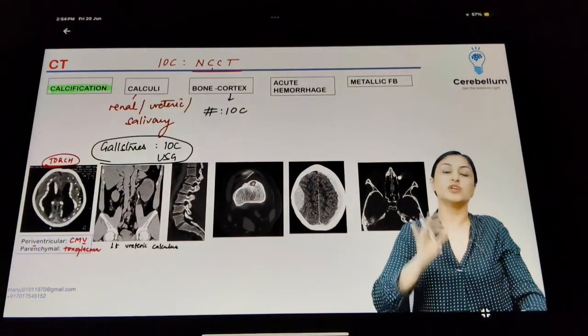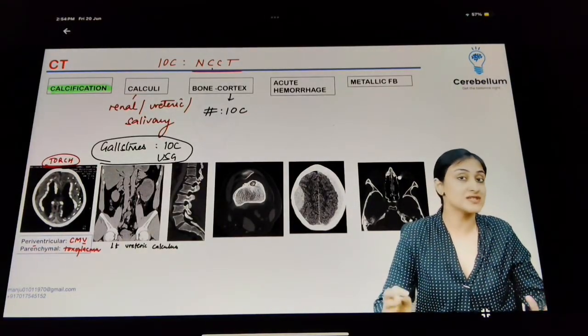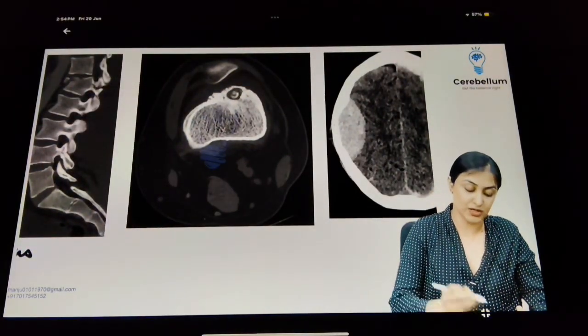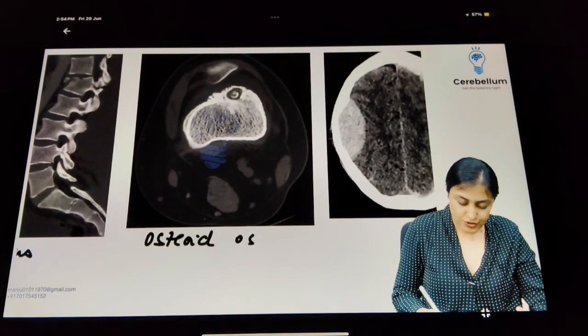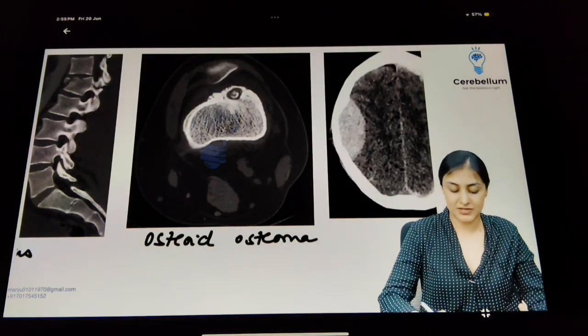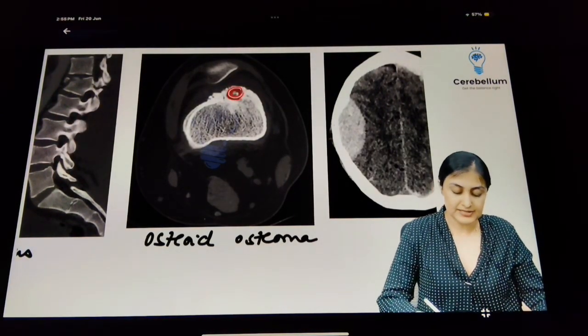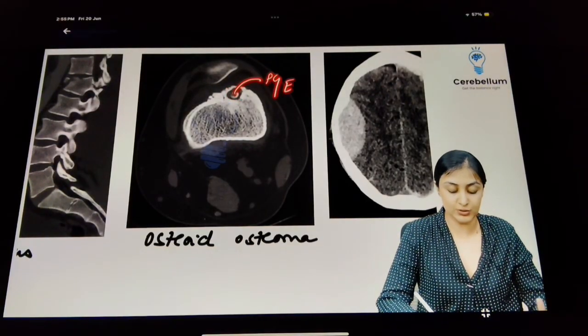Now, when we talk about bone tumors, for all tumors the investigation of choice is MRI, because we want to see the marrow involvement. The only exception here, which is a cortical-based tumor, what is it? This is an osteoid osteoma. Osteoid osteoma is the only cortical-based tumor. It has this nidus, this lytic lesion, this lucent or hypodense lesion that you're seeing here, which is the central nidus that produces prostaglandin E2, resulting in pain.